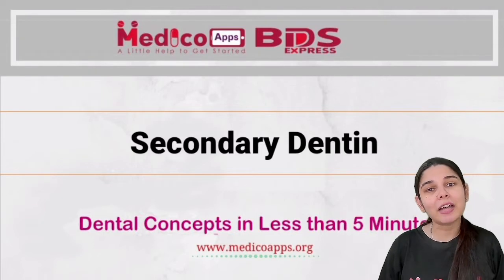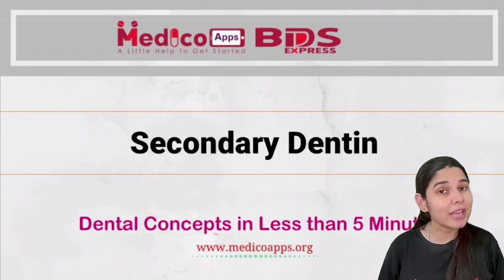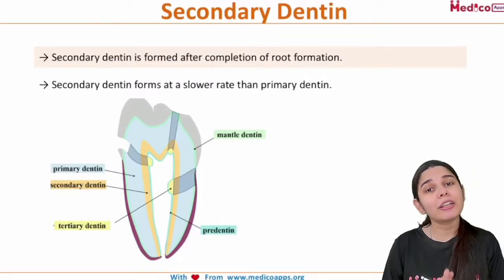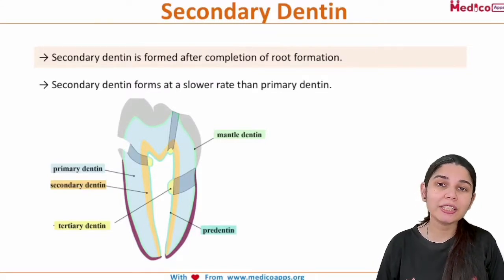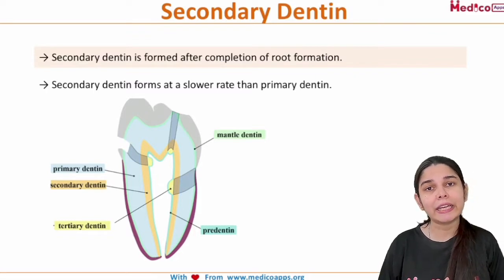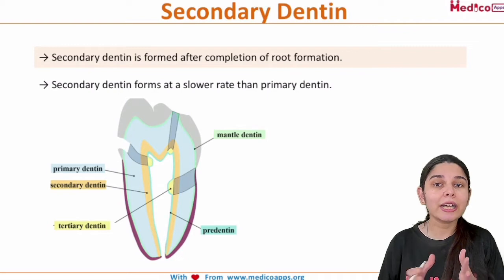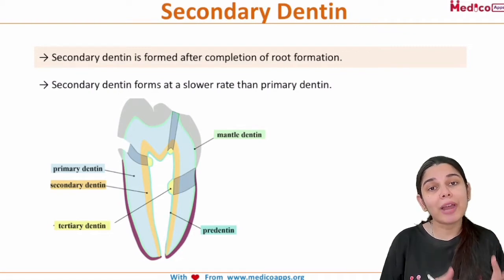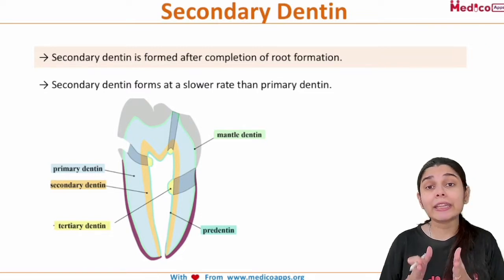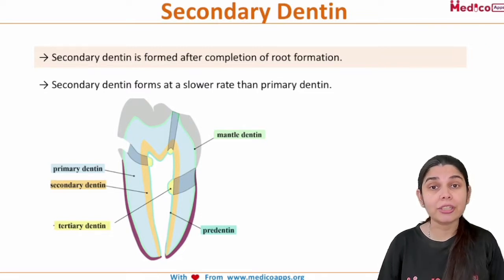So let's start by understanding what will be the answer for the secondary dentin question. If I ask you as an examiner, what do you understand by secondary dentin? What will be your answer? What is your concept behind the dentin? Dentin basically consists of three types: the primary dentin, the secondary dentin, and the tertiary dentin. In this lecture, I'll be discussing briefly about the secondary dentin and how we will answer the questions on secondary dentin.